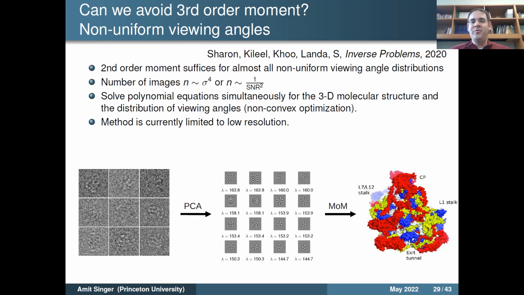So then the procedure would be very simple. I would give you 2D images, and all I need to do is somehow to do PCA, to compute the covariance matrix, and then from the covariance matrix, you should be able to compute the 3D structure. Now that would be like a dream come true. Right now, we cannot actually fulfill this dream because the method is limited to low resolution. So we can determine structure only at low resolution. It's unclear if the difficulty is some computational hardness or what is actually preventing us from going to higher resolution.